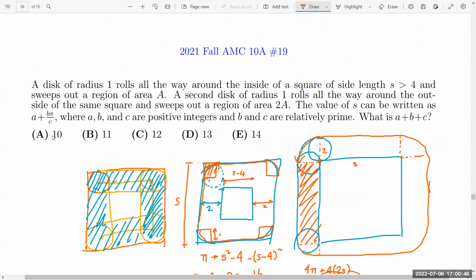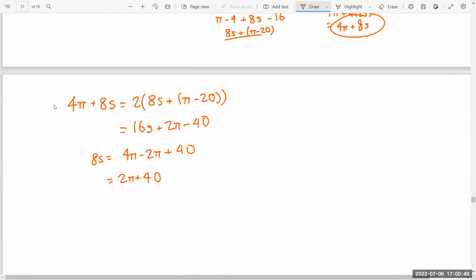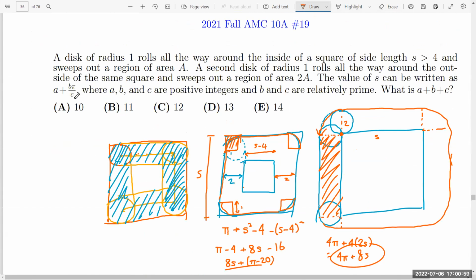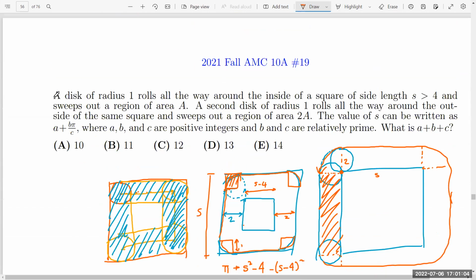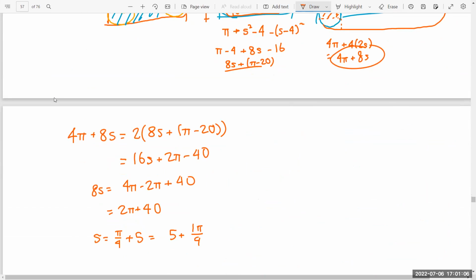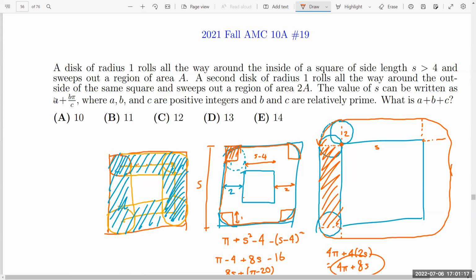So then we're looking at a plus b pi over c. Well, s then becomes 5 plus 1 pi over 4, just to get it in the same format. The a is 5, b is 1, and c is 4. So a is 5, b equals 1, and c equals 4. That gives us a plus b plus c equal to 10, and that is our answer. So there we go, it's 10.